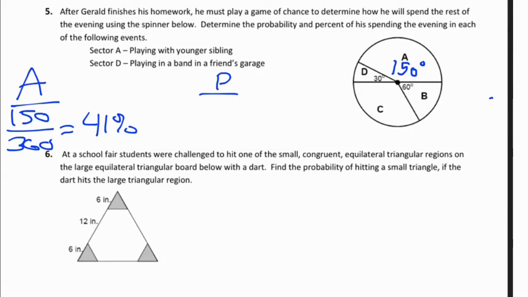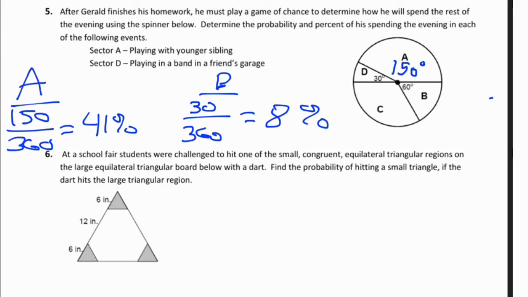So now for sector D, if we look, I have 30 degrees, and that's going to be out of a total of 360. So 30 out of 360. If I did 30 divided by 360 as a decimal, that would be 8.3%, or I'll just put 8%. So there's an 8% chance that he's going to get in that section.